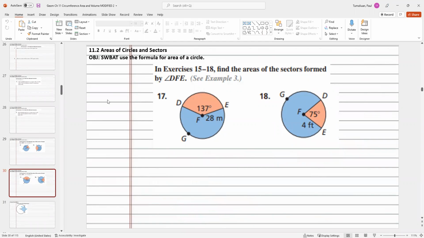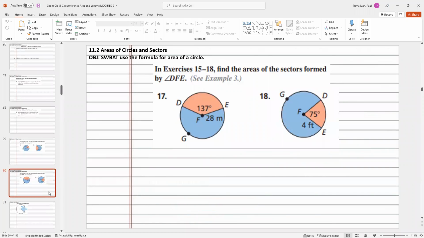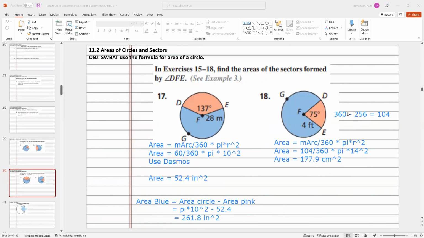So hopefully that's enough for the breakout room because I am getting tired. It's late. So try it out and see how it goes. But 17 and 18, same thing. Okay, I'll do it.